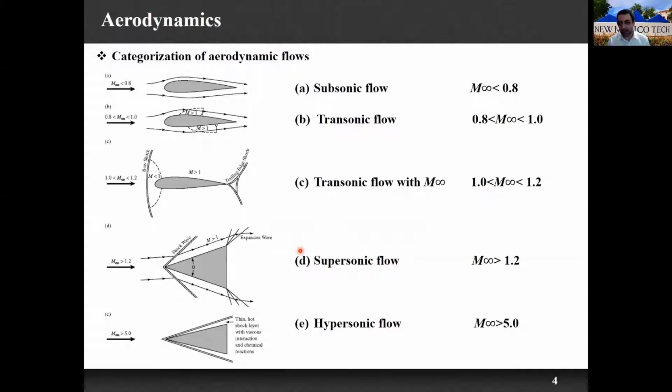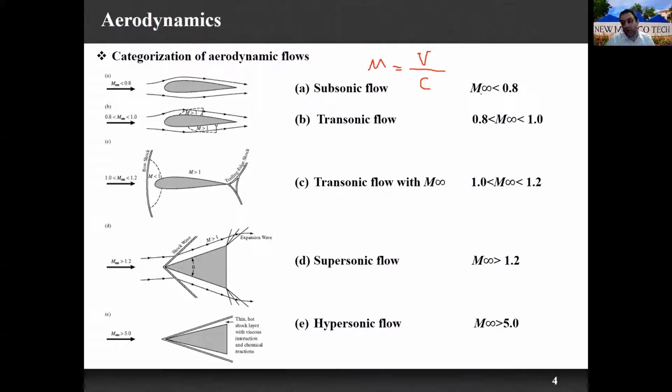So the Mach number is defined as the speed of your vehicle, which can be your rocket, your aircraft, your drone, or any object which is moving in the flow, divided by the speed of sound. So V is the speed of your vehicle and C is the speed of sound. This is the Mach number.